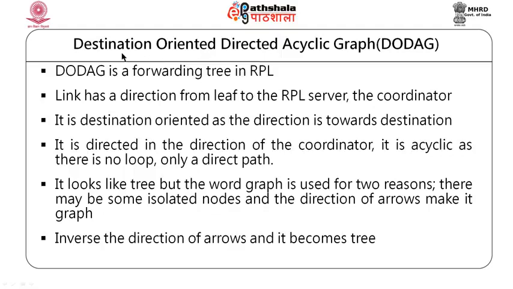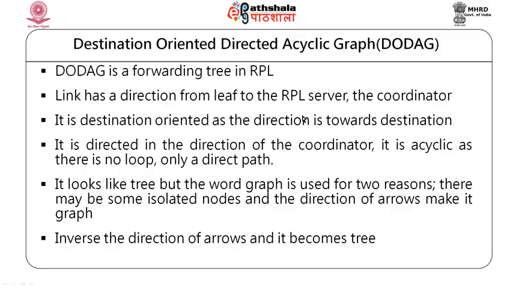It is directional. Why directional? Because it is from a leaf node, a node which is connected to only one other node, the link goes there and then goes further. So, it is only in one direction towards that central router. So, it is only one direction type of graph. That is why the direction is destination oriented. That is why it is called DODAG, or destination oriented directed acyclic graph. The link has a direction from the leaf to the RPL server, the coordinator.